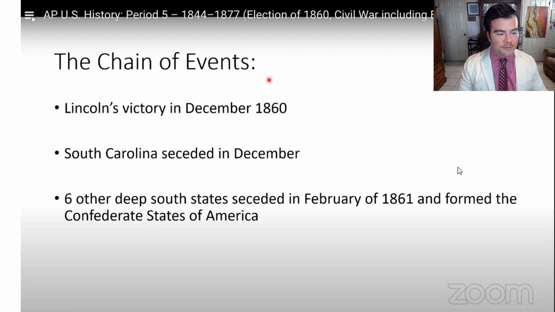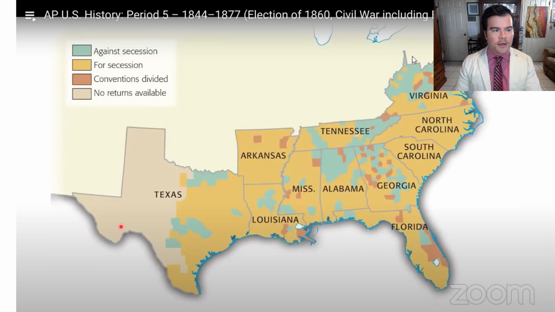Wow. Okay, chain of events. Lincoln wins. South Carolina is the crazy southern state. They secede. And then 6 other states in the South follow suit, and they join up and make the Confederate States of America. The Confederates, right? Okay.